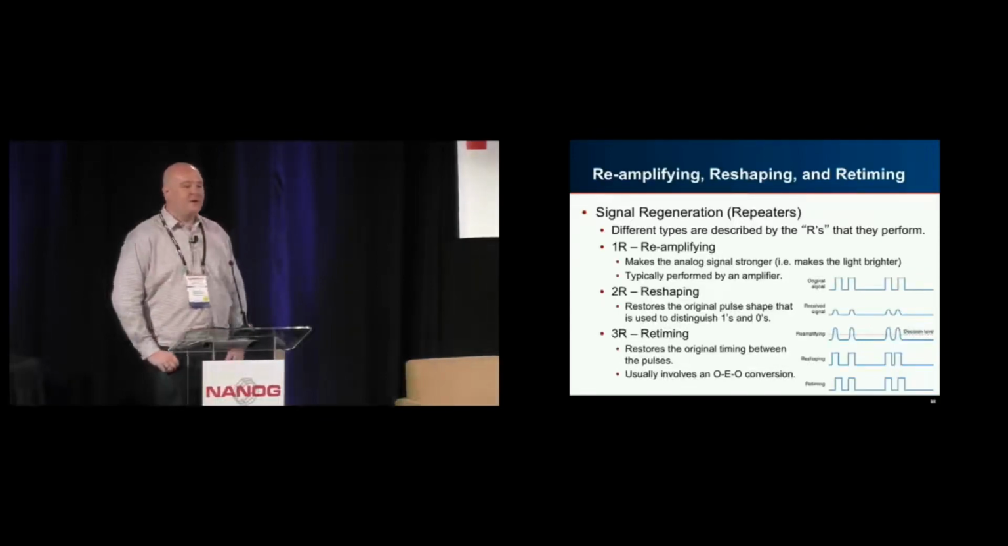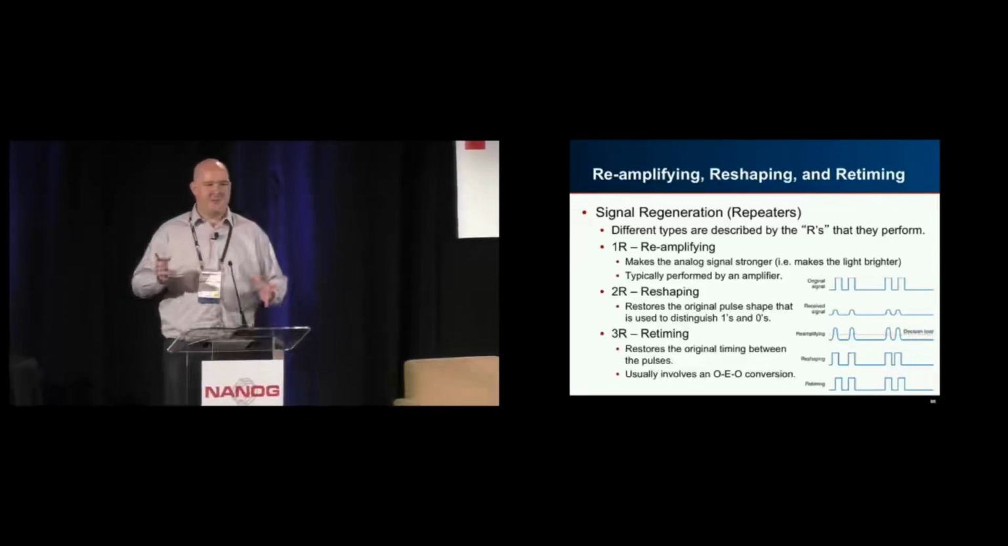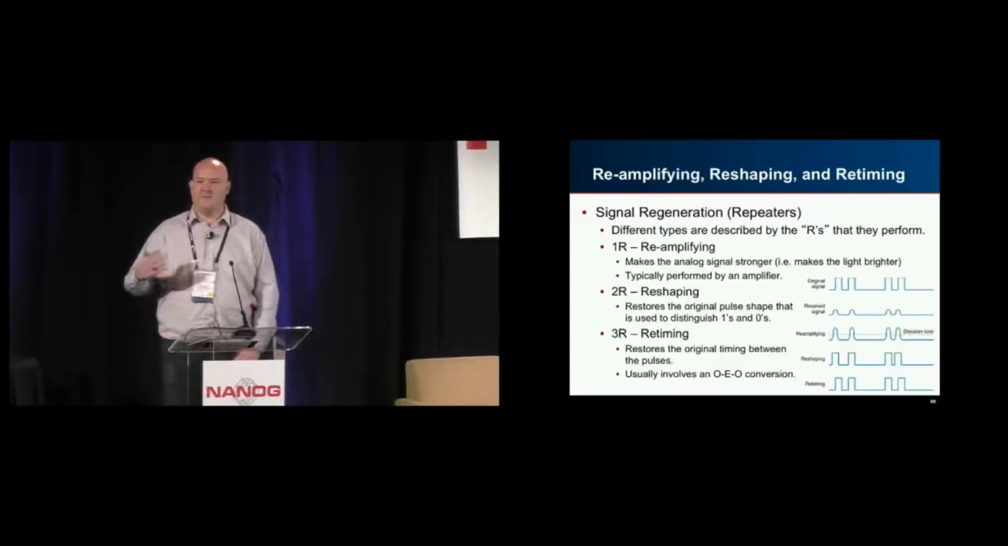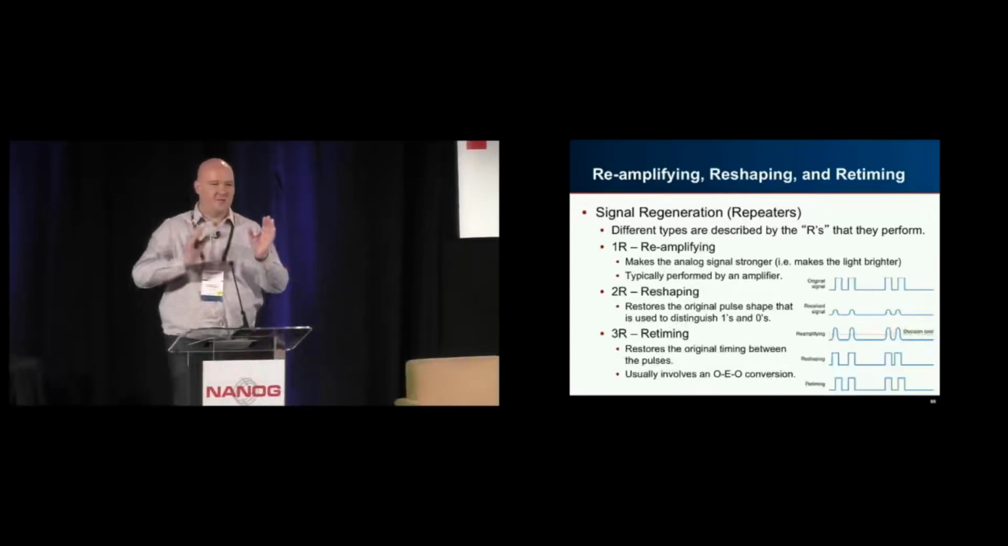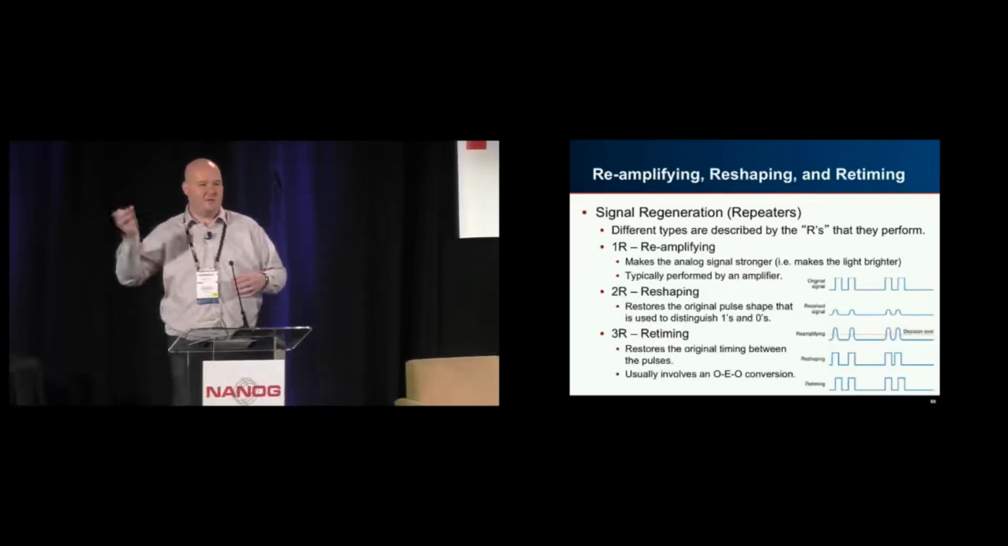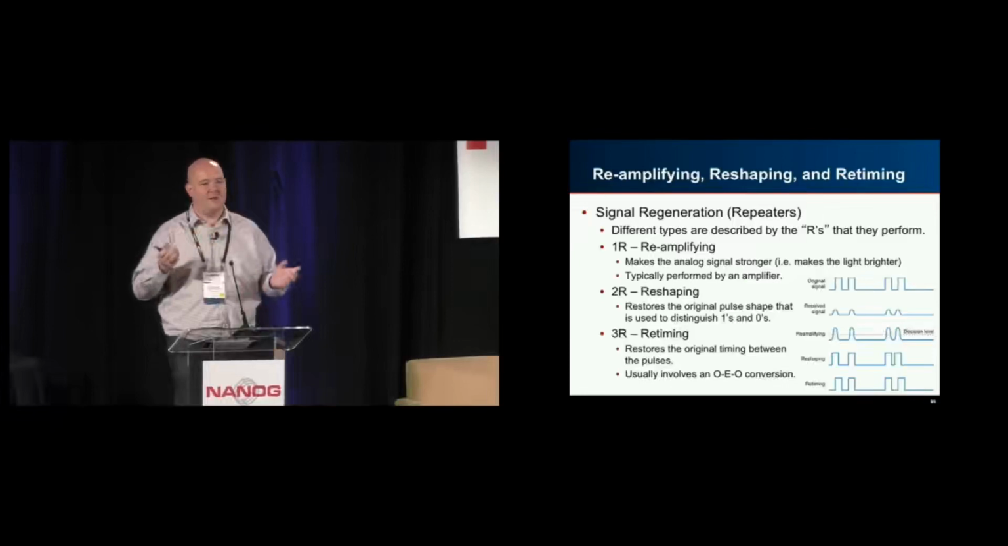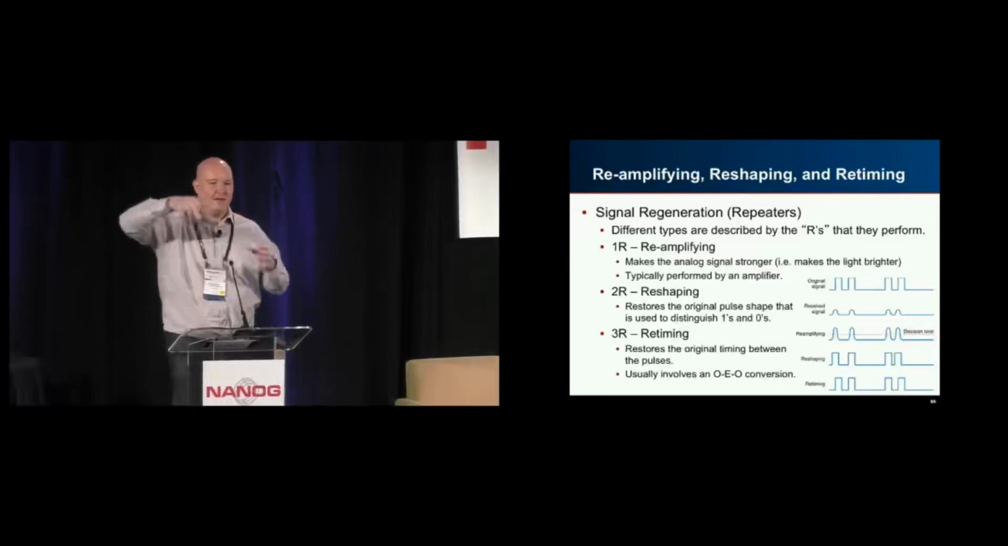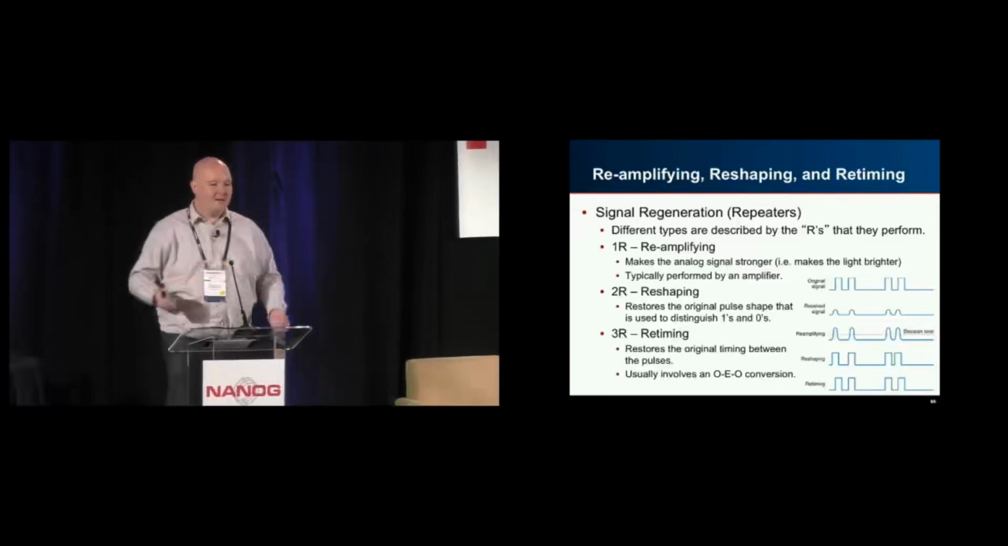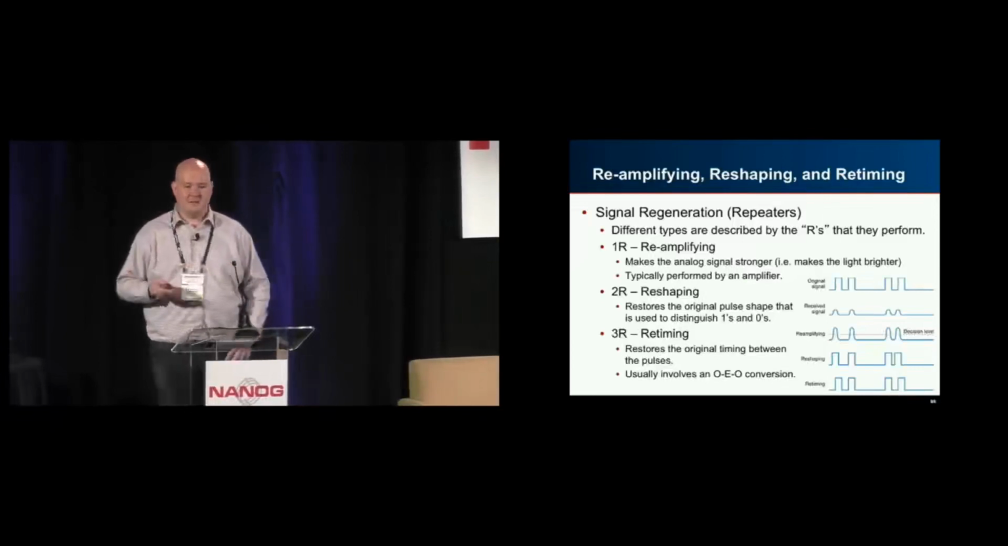In a 2R, you're actually restoring the shape of the pulse. So you're aware that this was an electronic pulse and you've done some level of decoding, but you haven't fully deconverted it. And in a 3R, you're actually retiming it. Not only do you restore the shape of the pulse, but you actually restore the distance between the pulses. Basically, this is what's called an OEO, so you literally go from optical to electronic to optical. This would be the equivalent of, in a router, taking an optic, turning it into a packet, turning it back into an optic. You've completely regenerated the signal from scratch.